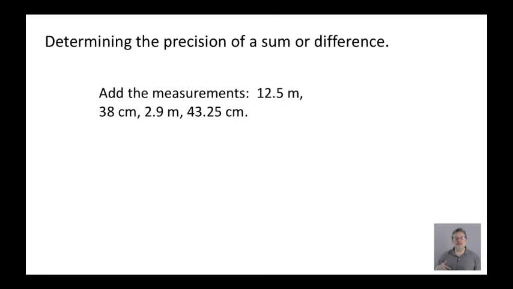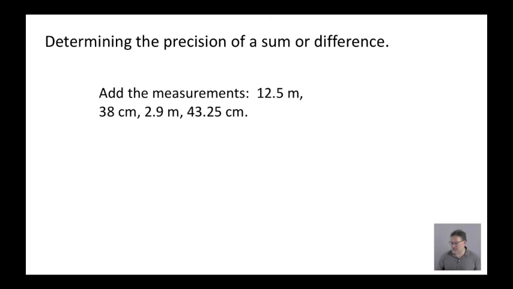So how do we reflect this appropriate precision when we're, for example, adding things up or subtracting things? Well, for adding and subtracting, here's what we do. Notice I'm given the case here of adding these measurements up: 12.5 meters, 38 centimeters, 2.9 meters, and 43.25 centimeters.